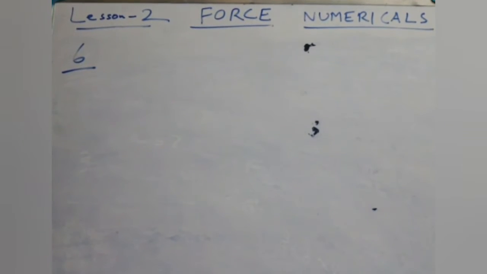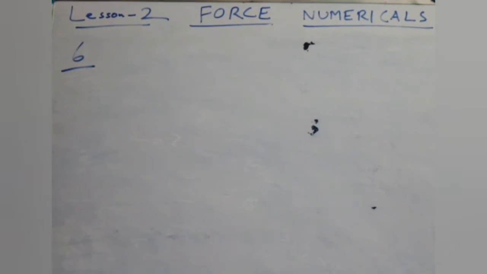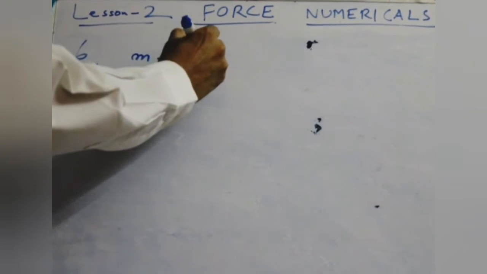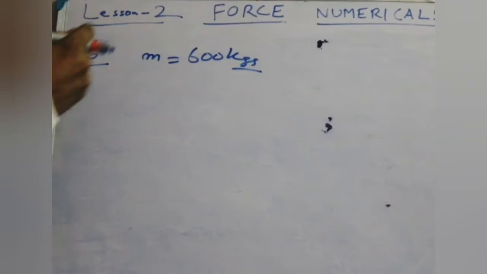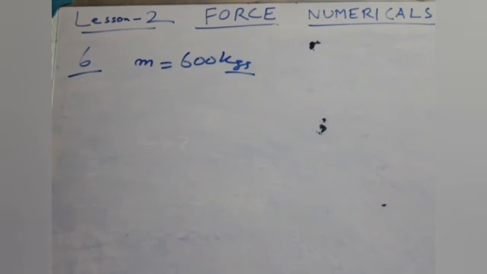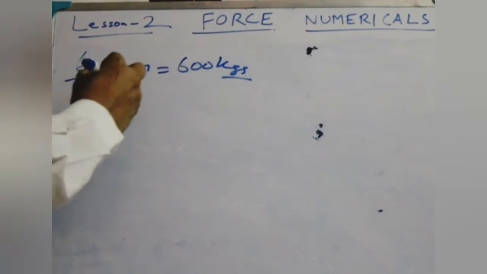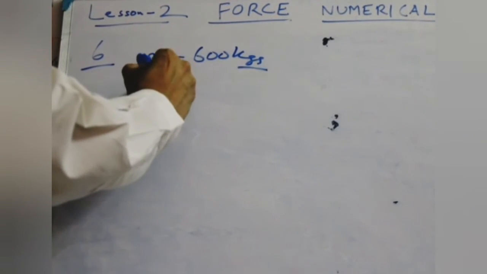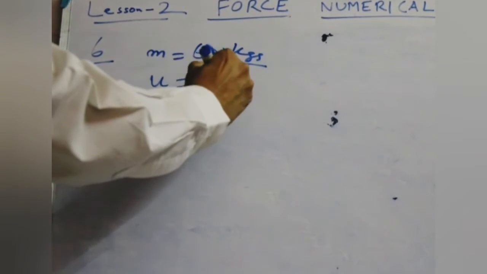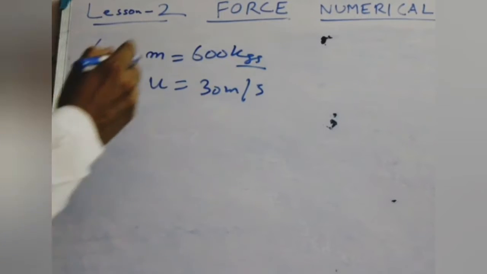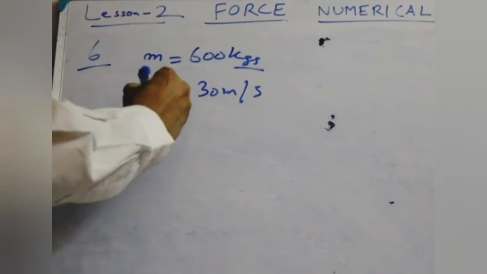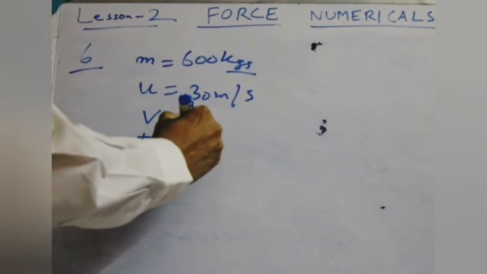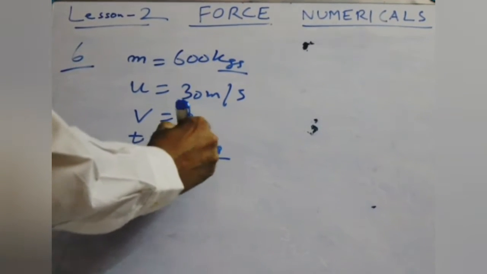Now sum number 6. A car of mass 600 kg, that means mass is 600 kg, running at a constant speed of 30 meter per second. Now the speed is 30 meter per second. That means this is the initial one, 30 meter per second is brought to rest. Rest means final velocity is equal to 0 in 3 seconds. That means time is equal to 3 seconds.